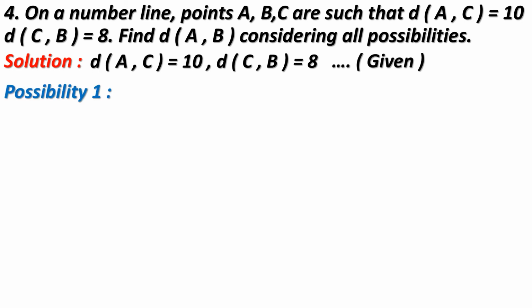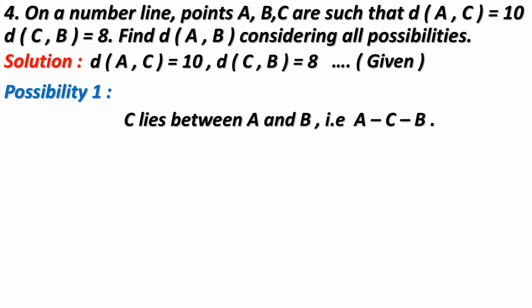So here we have some possibilities. Here we have possibility number 1. If C lies between A and B, it means A-C-B, it means C is between A and B. So here we have a figure. Here segment AC, right? Distance AC plus distance CB equals distance AB.